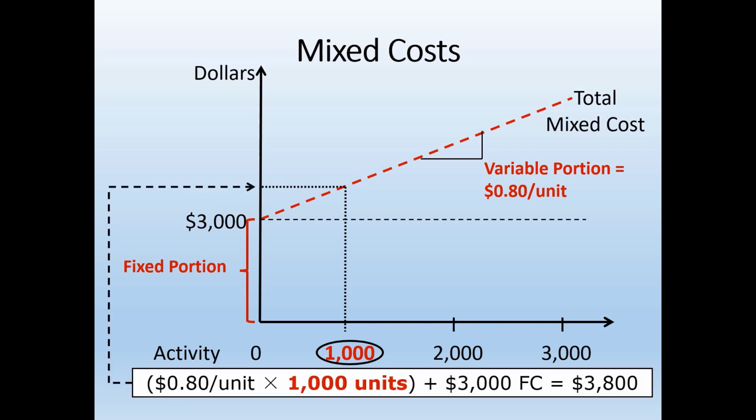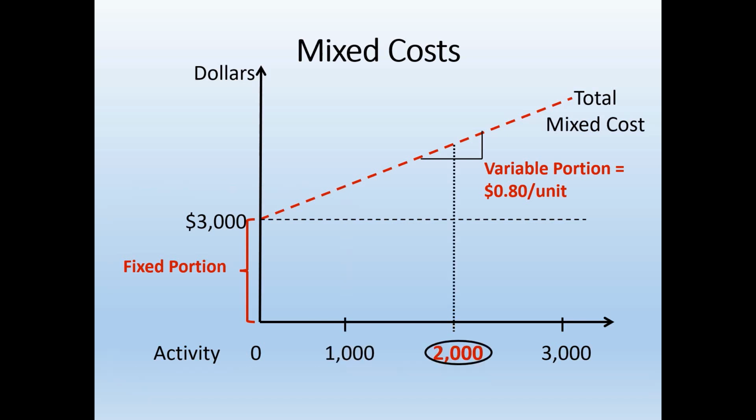And the total mixed cost would be the 80 cent per unit variable portion times 1,000 units plus the $3,000 fixed portion for a total of $3,800. If the firm expected to make 2,000 units, we would go up from that activity level to the total mixed cost line and across to the y-axis.